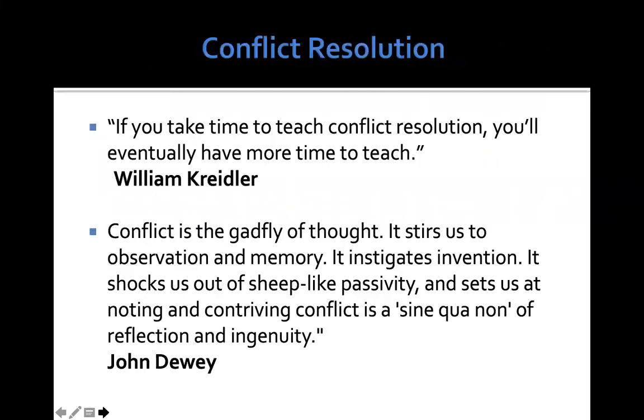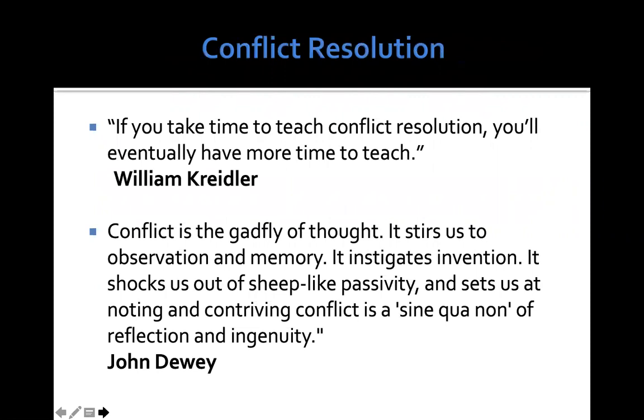So here, I'm a big fan of quotes. I always like to include quotes in my presentation. William Kryler said, if you take time to teach conflict resolution, you'll eventually have more time to teach. This circles back to our time management workshop. If we're spending so much time disciplining, that takes away from the teaching time.